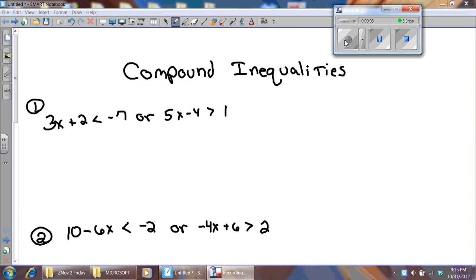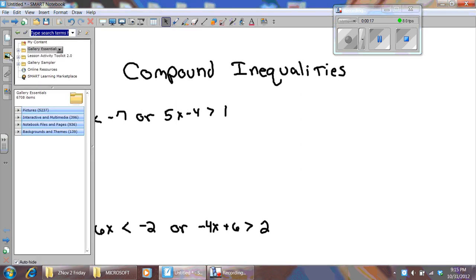Hello, algebra students. Mr. Lawrence here with your next flip lesson, and today we are working on compound inequalities, and we are going to graph them on number lines. And these are really easy. They're just an extension of what we've already been doing.